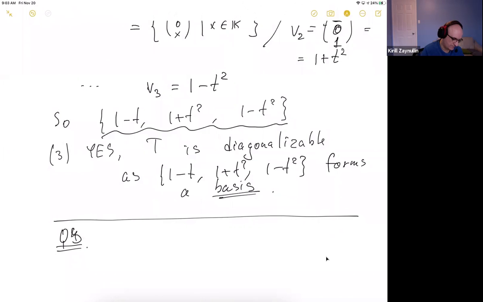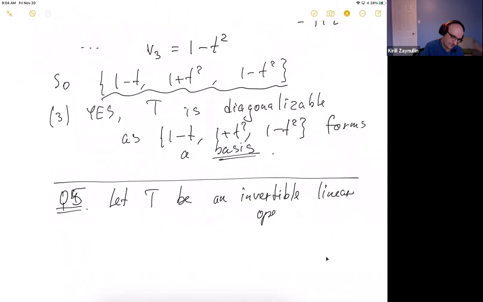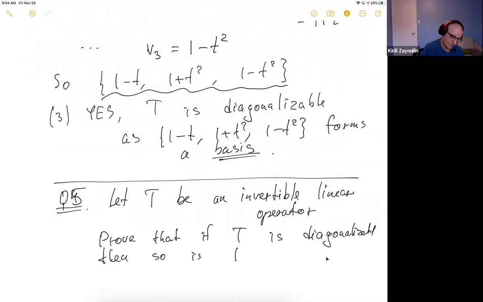Okay, so question 5. Let T be an invertible linear operator on a finite dimensional vector space. Prove that if T is diagonalizable, then so is T minus 1.